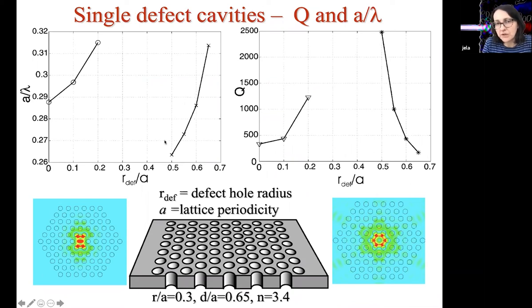You see my pointer, right? Do you see my pointer on the screen? Yeah. Okay, good.